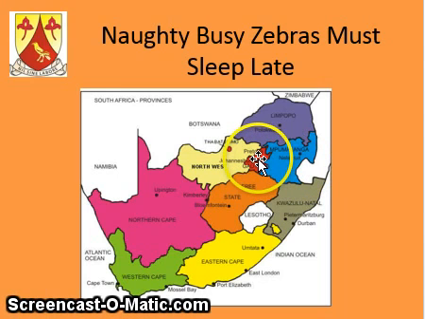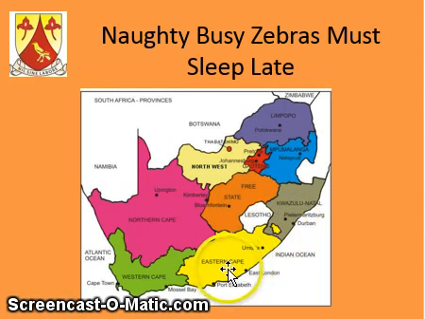Gauteng, our capital city is Johannesburg. In the Free State, our capital city is Bloemfontein. In KwaZulu-Natal, Pietermaritzburg is the capital city. And in the Eastern Cape, Bhisho. Okay, it's not on this map. Bhisho is the capital city. And unfortunately, there's no easy way to remember it. You need to learn it off by heart.